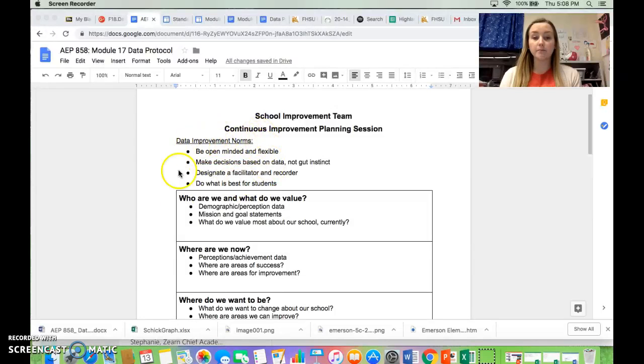So I included some data norms like be open-minded and flexible, make decisions based on data, not gut instinct. I think that sometimes teachers struggle with that because we want to say, well, I know this, rather than really thinking about what is the data showing us. Designate a facilitator and a recorder, so someone who would be in charge of leading the meeting and leading the group through these topics, as well as a recorder who would keep track of what was discussed. And then finally, do what is best for students.